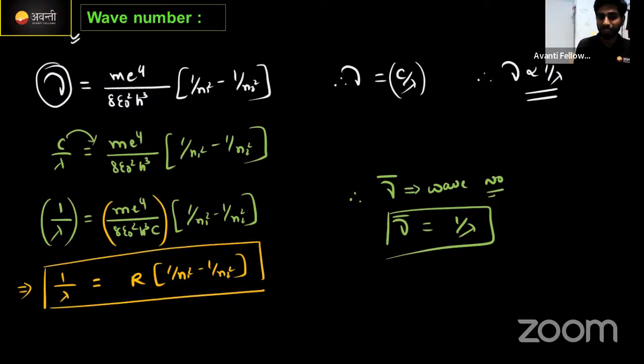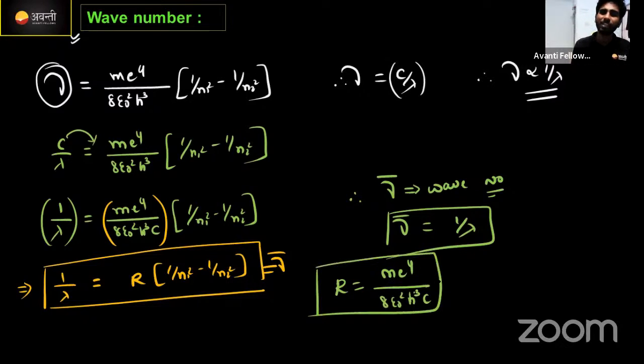Look here, this 1 by lambda value is also equal to wave number, because 1 by lambda is nothing but wave number. And we got one more equation, from which we will get most of the questions. R value will be equal to m e to the power of 4 divided by 8 epsilon naught square h cube c. On solving all this, we will get the value of around 1.097 into 10 to the power of plus 7 per meter.